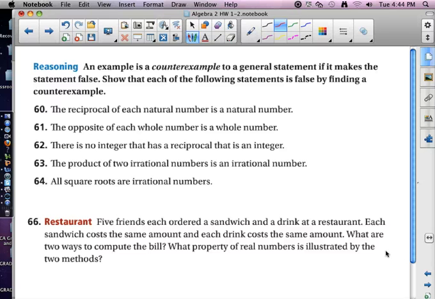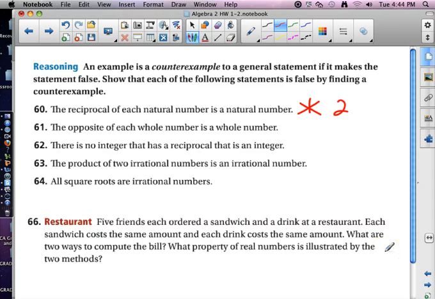So I start thinking about the natural numbers, and the first one of the counting numbers that comes to mind is 1. But I take the reciprocal of that and I get 1, and that is a natural number. So that's not a counterexample because it works. I don't want that one. So then I think about 2. All right, well, 2 is definitely a natural number.